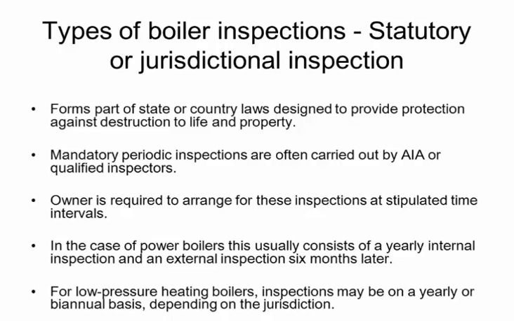In the case of power boilers, this usually consists of a yearly internal inspection and an external inspection 6 months later. So you'll get a chance to inspect it. If you find any defects, fix them, and then 6 months later you will have an authority inspection. For low pressure heating boilers, inspections may be on a yearly or biannual basis, depending obviously on the jurisdiction.